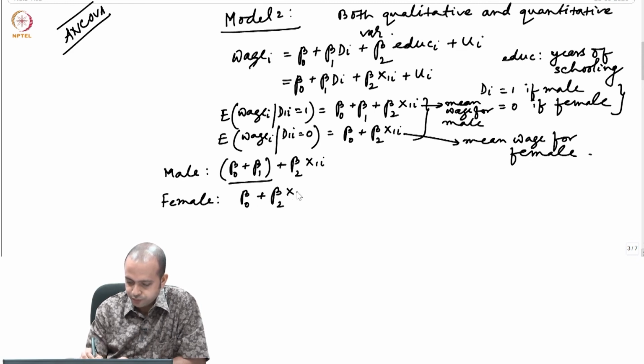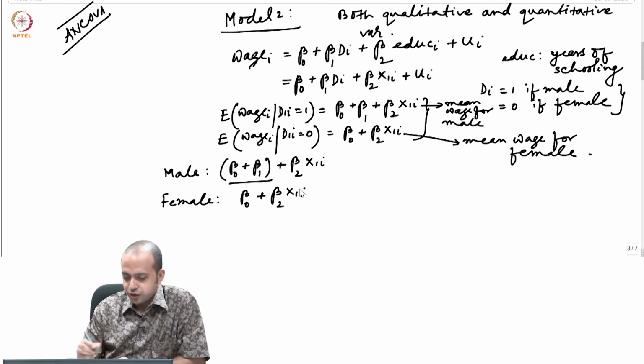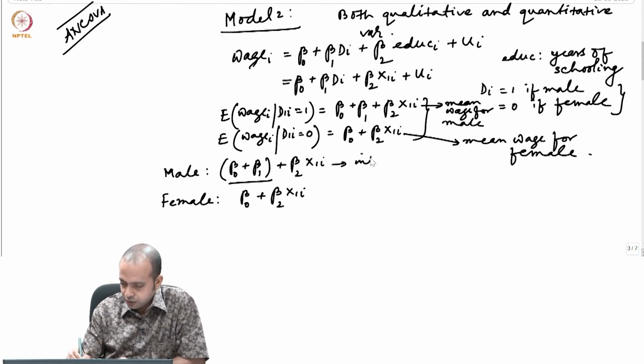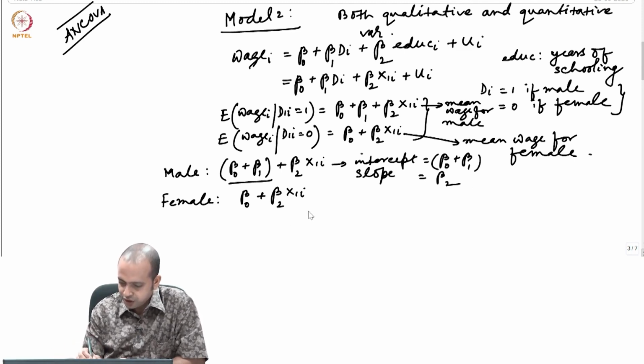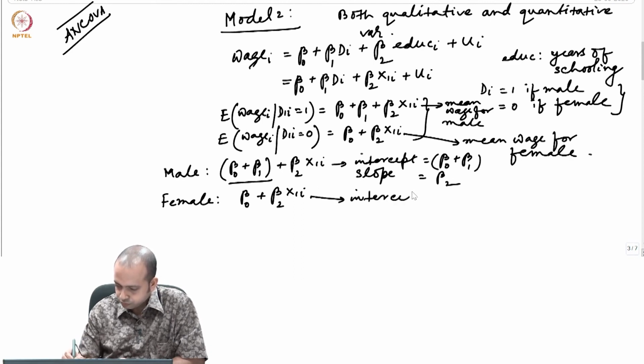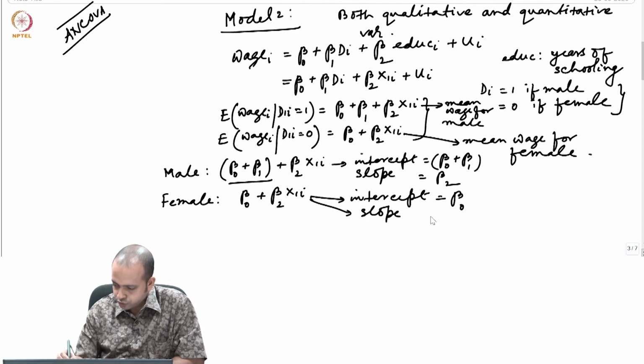Okay. So, for the male category this indicates intercept equals beta 0 plus beta 1 and slope equals beta 2. Similarly, here intercept equals beta 0 and slope equals beta 2. Okay.